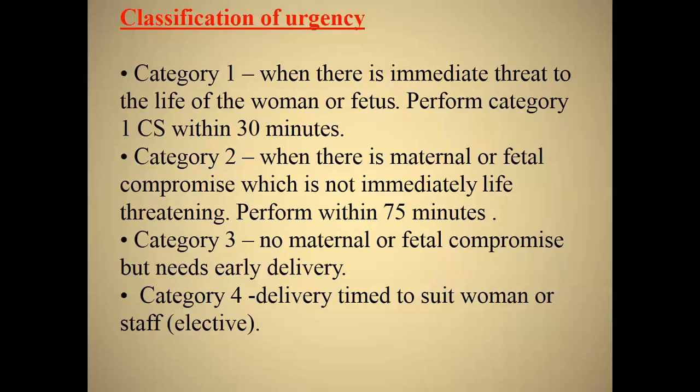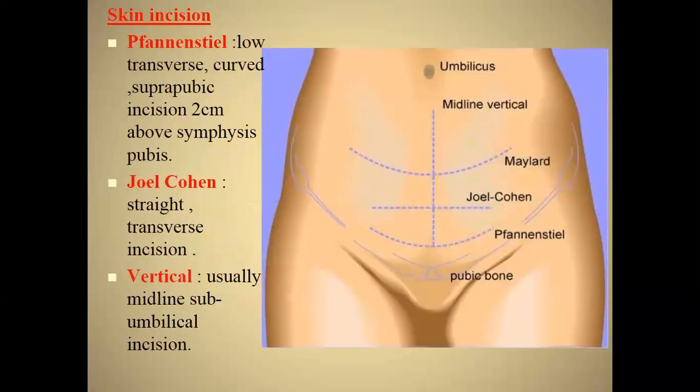Category 3, there is no maternal or fetal compromise, but it needs early delivery. For example, if you assess your patient and find that there is a poor Doppler study and you decide to terminate her pregnancy, you have to take action and deliver her, but it is not within hours. Category 4 is the elective type of operation.